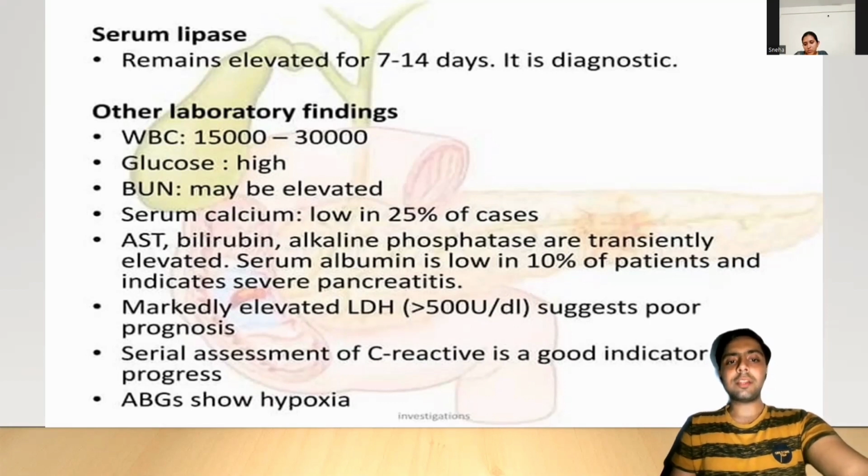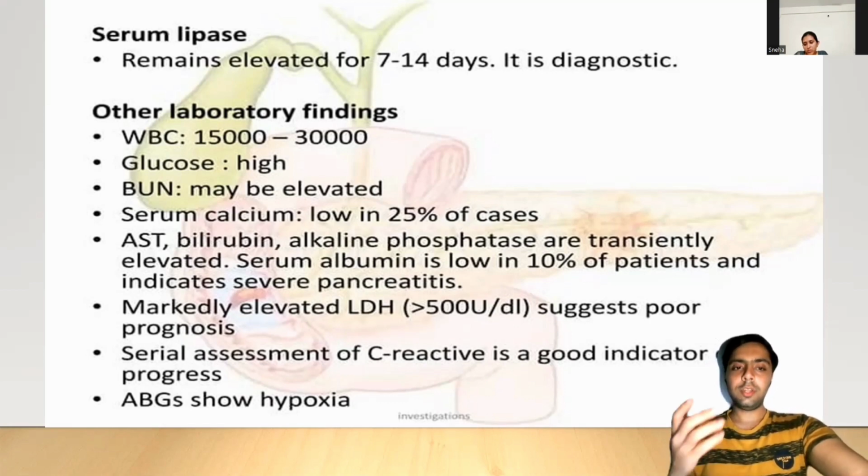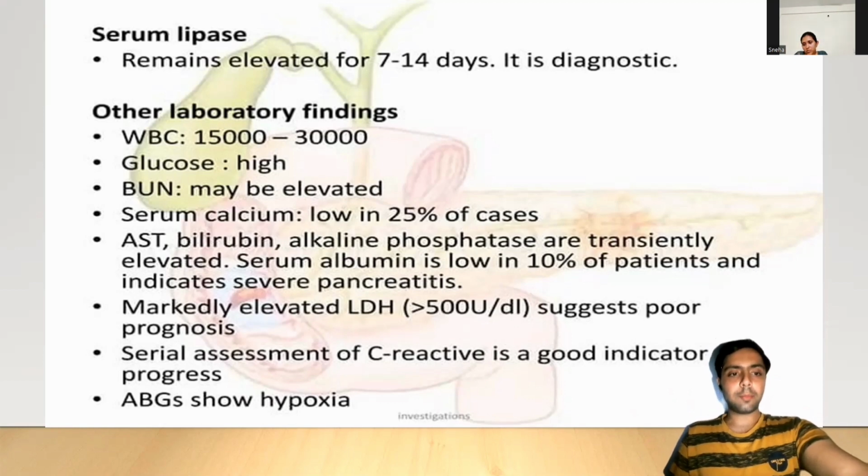So hypocalcemia will develop, because when you see the HPE or the biopsy of the pancreas, you will see there are white spots all over the pancreas. That is the calcium deposition. There will be hypocalcemia. Then we have bilirubin, alkaline phosphatase, and all that will be elevated. ALP is basically elevated in biliary obstruction, that is CBD obstruction. Albumin will be low in 10%, not that specific, but it indicates acute severe pancreatitis.